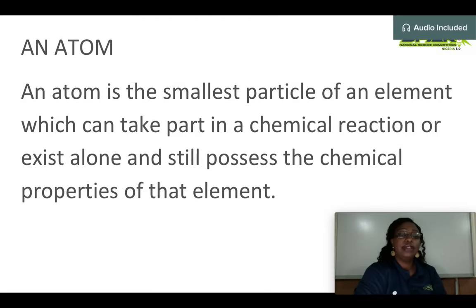Now let's look at atom. Atom is the smallest particle of an element which can take part in a chemical reaction or exist alone and still possess the chemical properties of that element. All atoms are inside elements. So that means all elements have atoms.